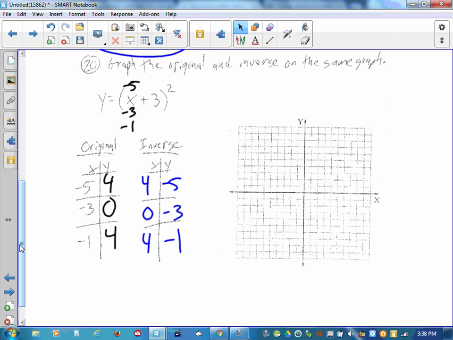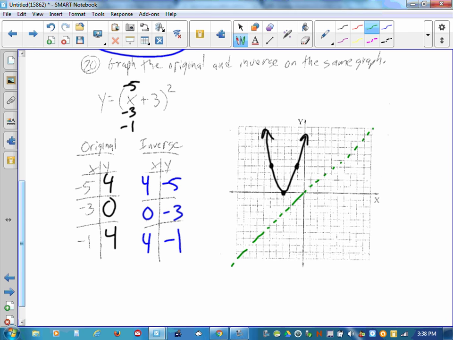Then I'm going to make my two parabolas, one that's facing up and one that's facing sideways, because it's the inverse. Let's see, 1, 2, 3, and that's -3, 0. -1 up 4, 1, 2, 3, 4, and -5 right there. So there's the original parabola. And that parabola makes sense because it's a parabola that's been shifted over 3 spaces to the left. Now I have my line of symmetry here, and the inverse is going to flip across that.